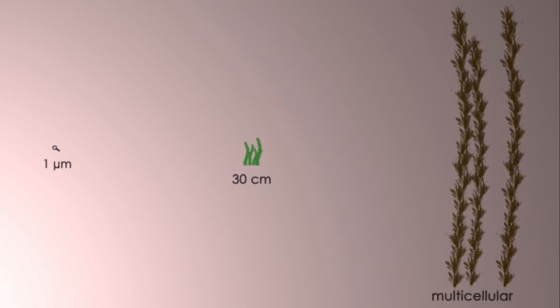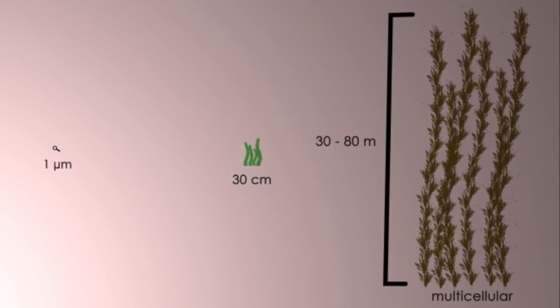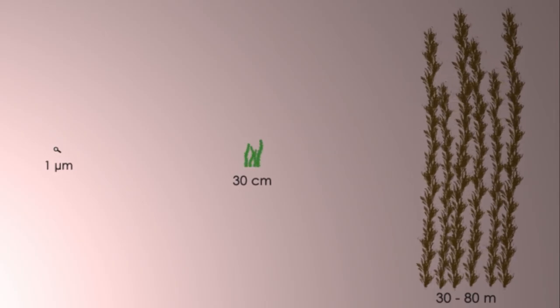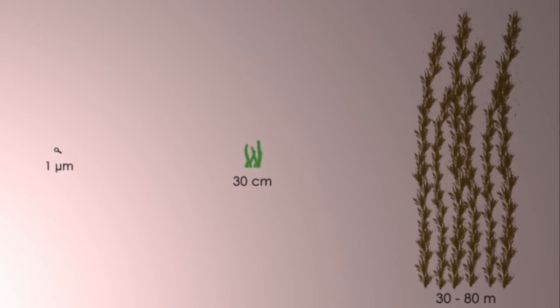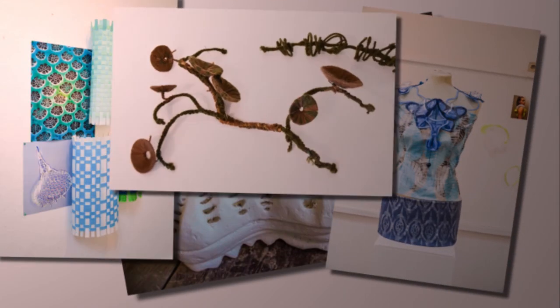Compared to microalgae, multicellular seaweeds are real giants. Some kelp species can grow up to 80 meters long. Many algae are very beautiful and are a source of inspiration for artists. They come in all shapes, sizes, and colors.